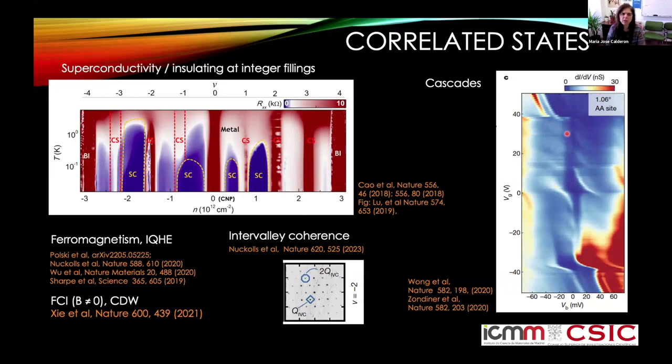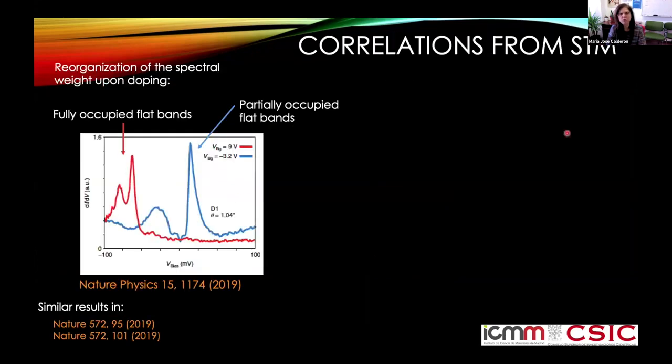The effects of correlations were studied very soon, already in 2019. There were some hints of the importance of correlations with STM measurements, in which you could see that when you dope, there is not a rigid band shift of the bands, but a reorganization. Here, I show a plot from this paper in which they measure the dI/dV, which is proportional to the density of states, for fully occupied flat bands. And we see the two peaks here.